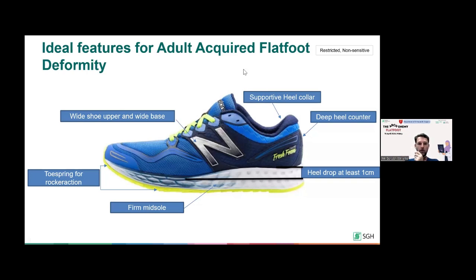The last feature I'm going to point out on this image is the toe spring, and this is in the front of the shoe. You can see that curvature of the yellow outer sole as it moves forward up towards the toe box. And what this does, it helps encourage forward movement when you're walking.